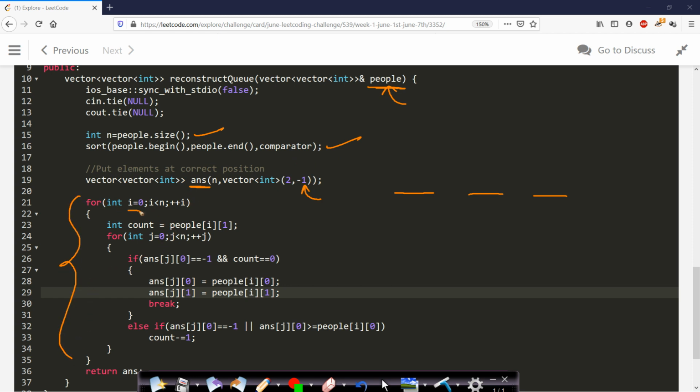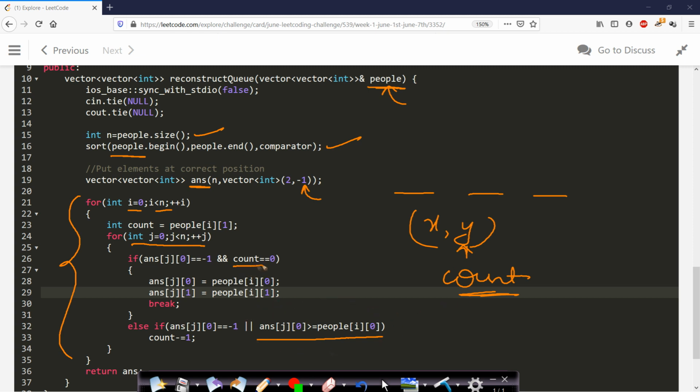I will pick each and every element one by one from this sorted people array, and each element's second value, that means this y, will be initialized to count, and then we will again start iterating for all the elements in the answer array, and we will keep decrementing the count value if we see a vacant space, otherwise if we see an element which is greater than the current element. Okay, so I had not explained this case. You should take another example and this one will also come into picture.